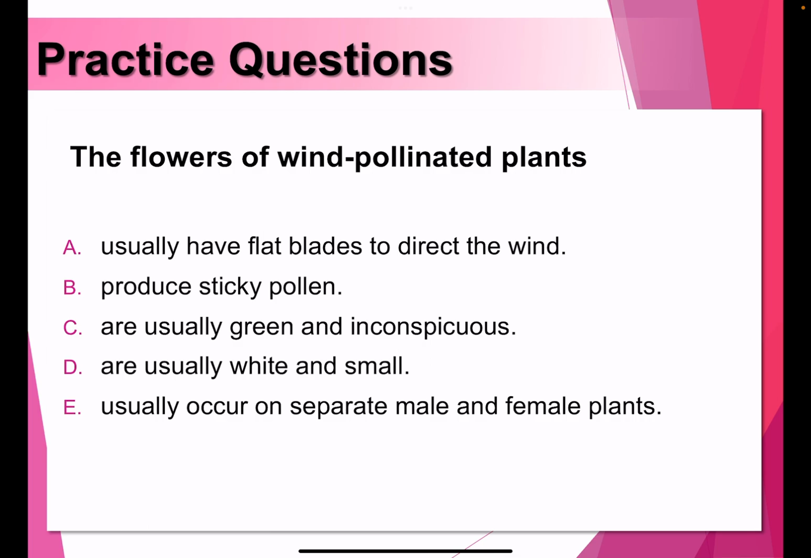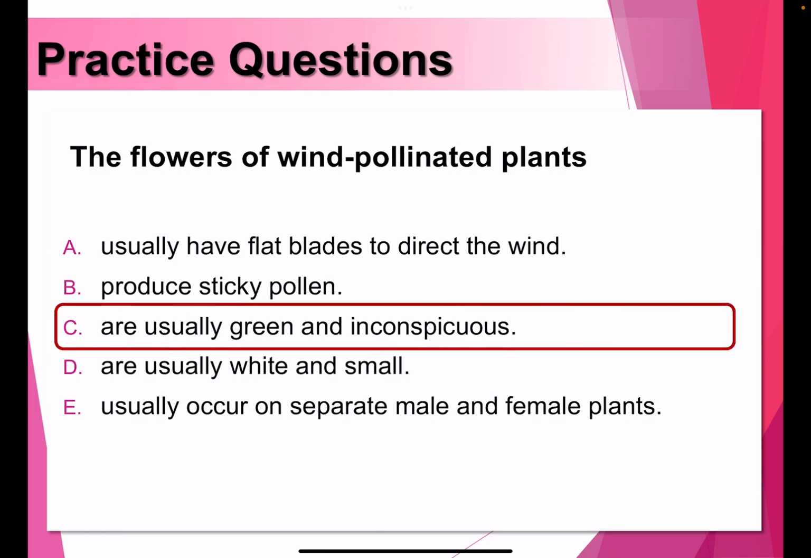The flowers of wind-pollinated plants do what? They are usually green and inconspicuous, because I just talked about how flowers that require insect pollinators are usually very brightly colored to attract those pollinators. But if we're just relying on the wind, it's not going to distinguish between pretty flowers and dull looking flowers. So they don't need to be pretty because they don't need to attract pollinators. They don't need those bright and beautiful colors. It's just waiting for wind to brush them along and disperse them.